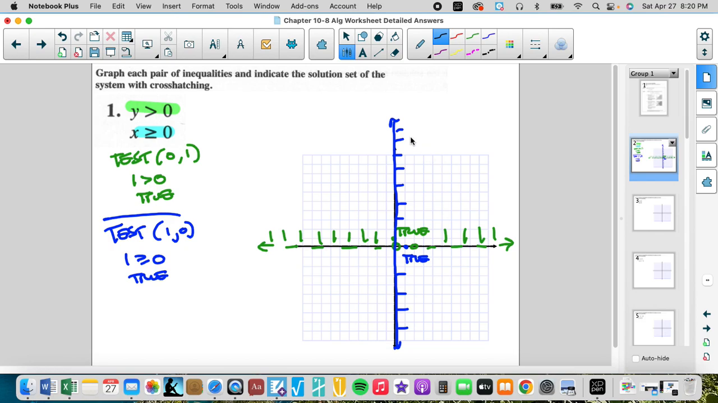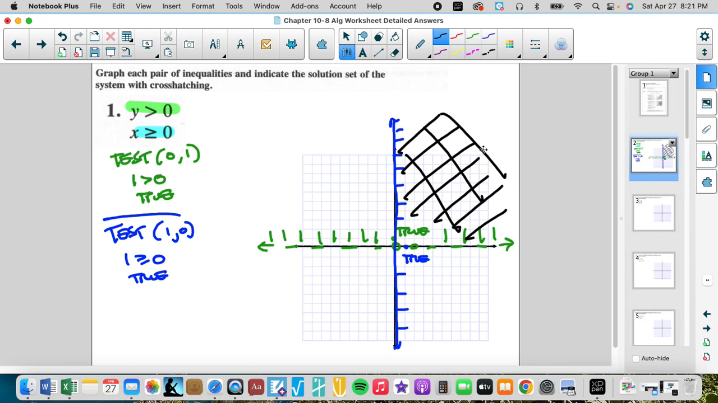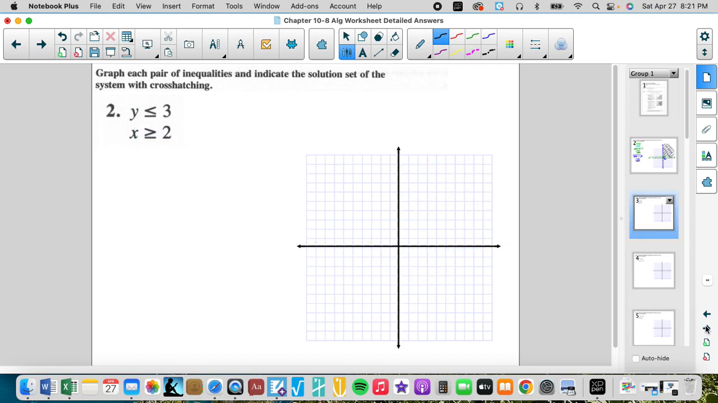And so where are the solutions? Where is it true? That's going to be in this area. So this is the solution. That is all the true. This is true for green, false for blue. This is false for blue and false for green. This is true for blue, false for green, and this is true. Okay, so that's how we do it.